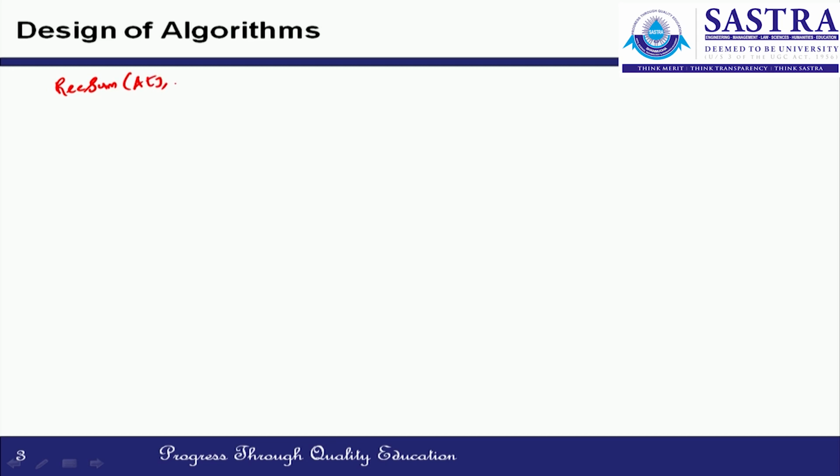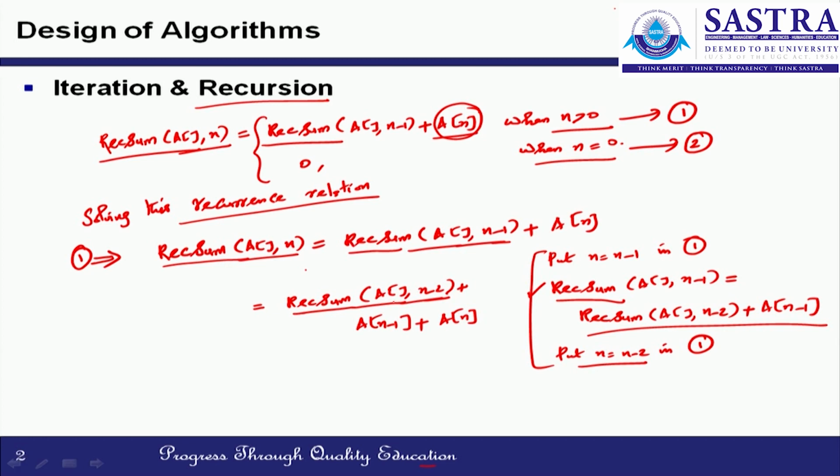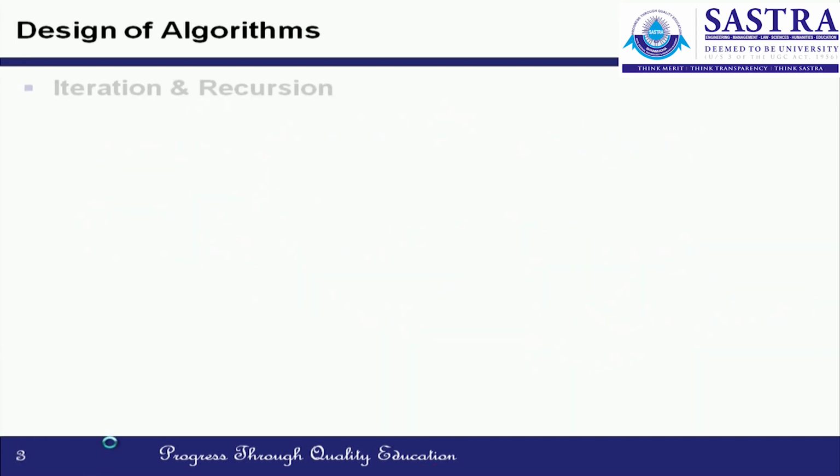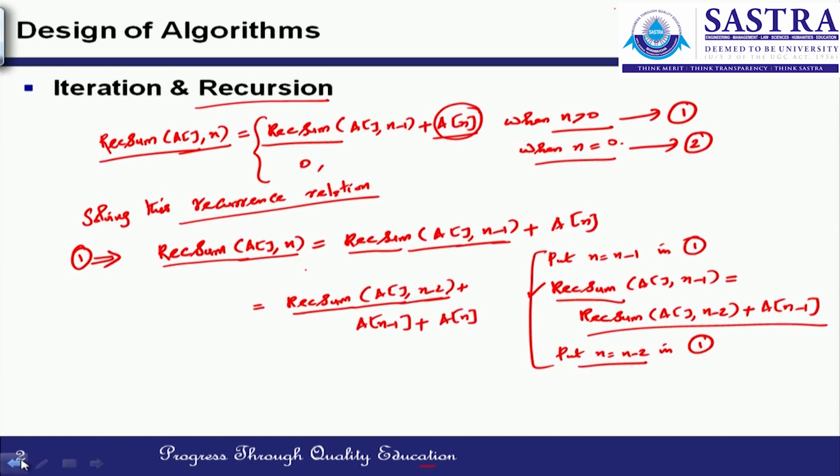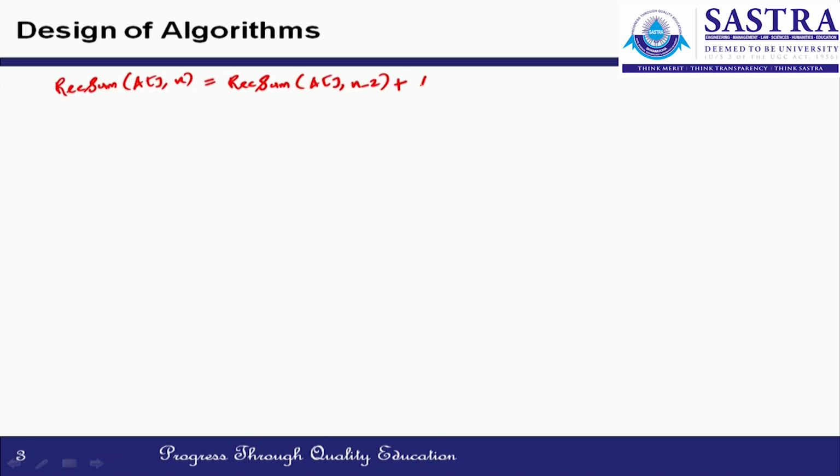So writing here recursive sum a array comma n is equal to, what is the final right hand side, recursive sum a array comma n minus 2 plus a of n minus 1 plus a of n.